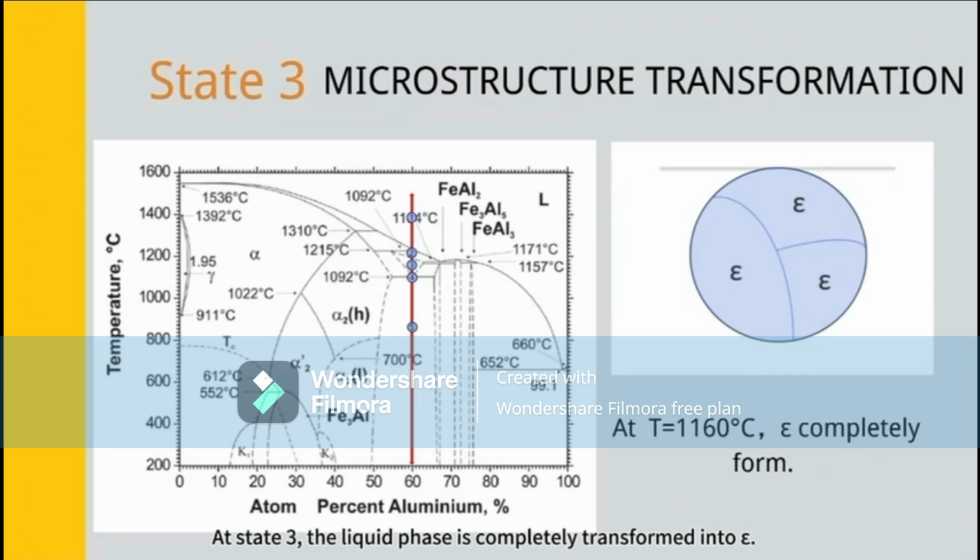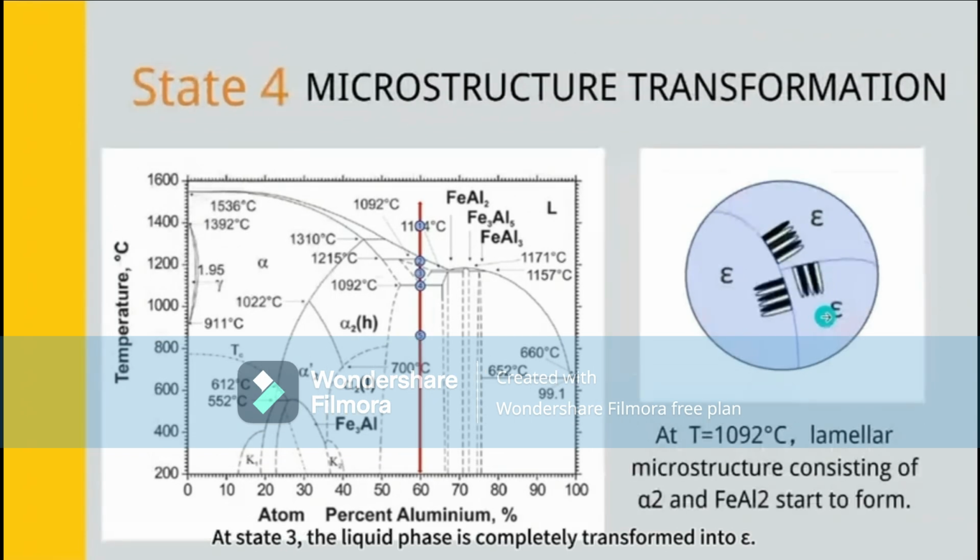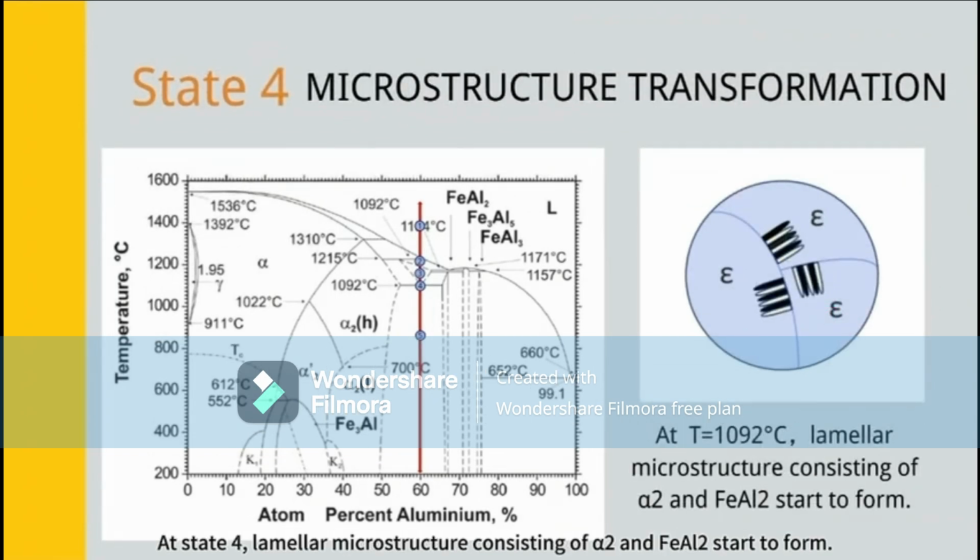And state 3, the liquid phase is completely transformed into theta. And state 4, lamellar microstructure consisting of alpha-2 and ferroaluminide starts to form. The microstructure is theta plus alpha-2 plus ferroaluminide.